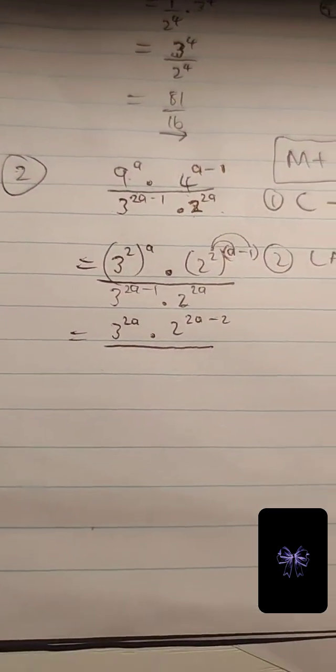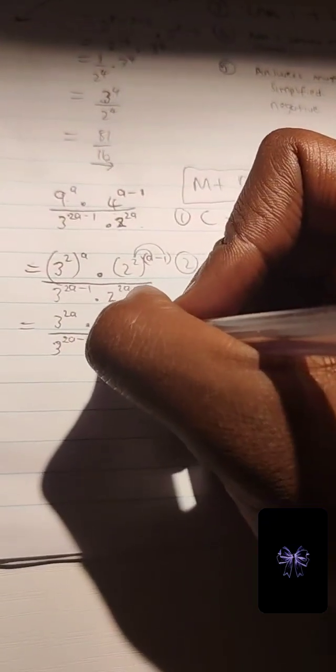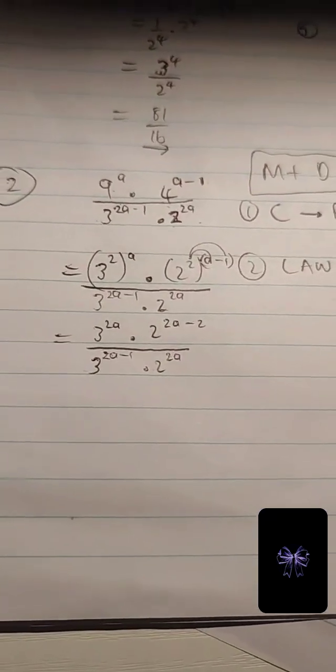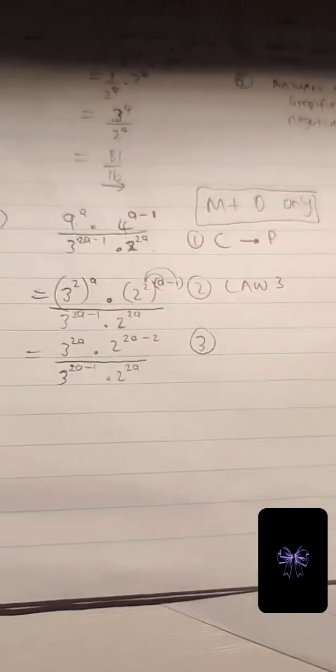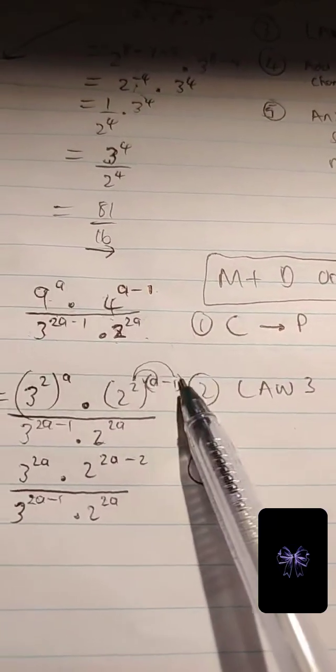Okay, and then continue. We are going to divide by 3 to the exponent of 2a minus 1 multiplied by 2 to the exponent of 2a. Awesome. That's law number 3 applied successfully, hey? Distributive law, which is different from the previous question, because the previous question didn't have binomial exponents or trinomial exponents, if you want. This one did, and so we quickly saw that we have to distribute.